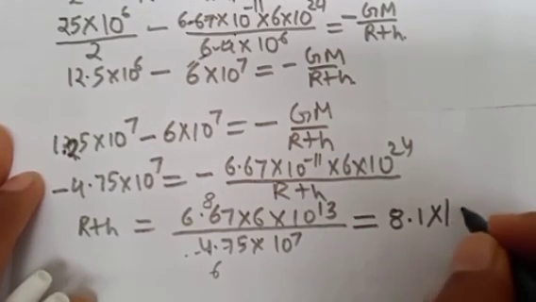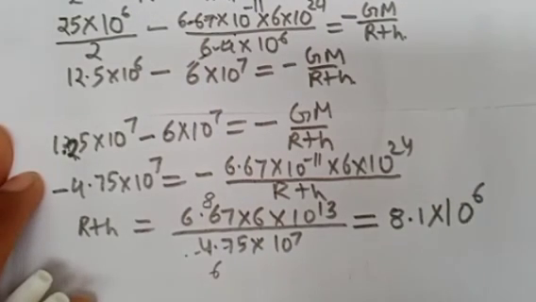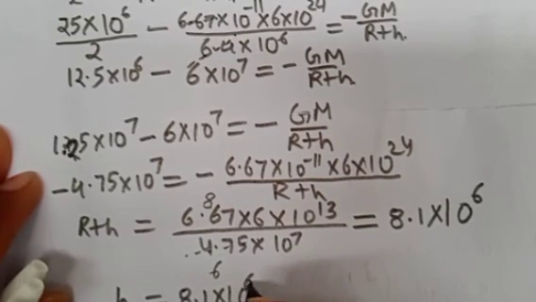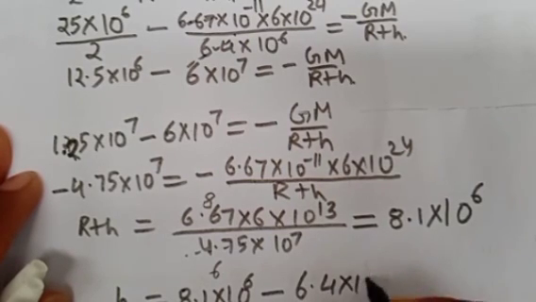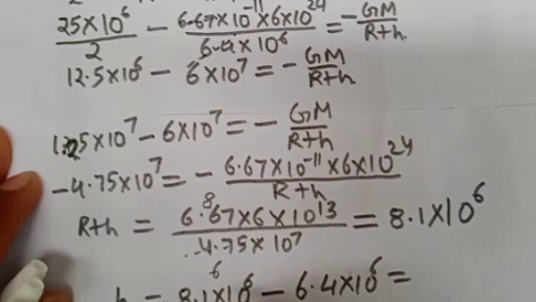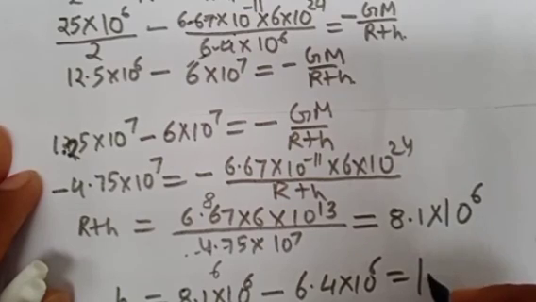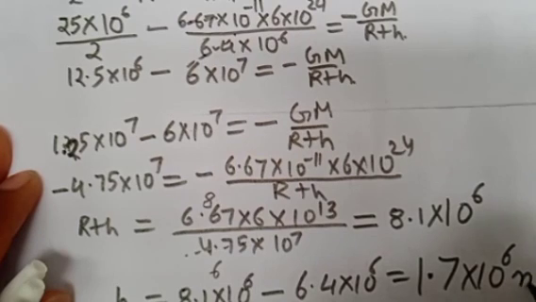So this is r plus h actually. So h equal to 8.1 into 10 to the power 6 minus r, and the value of r is 6.4 into 10 to the power 6. That is, I think, 1.7. This time I'm not going for approximate calculations, I'm doing it correctly. 1.7 into 10 to the power 6 meter.